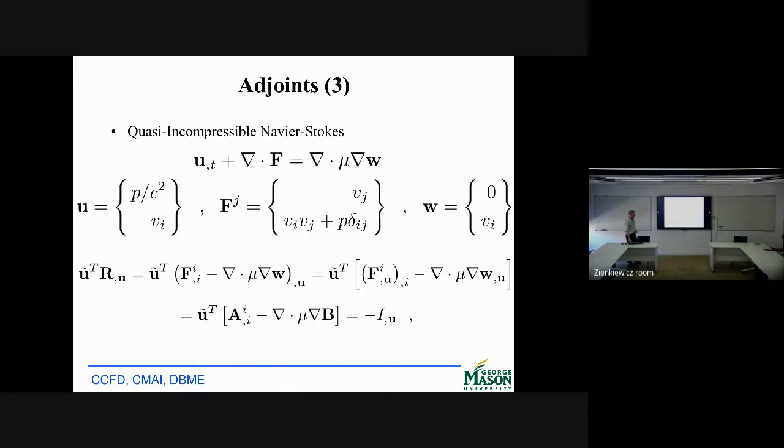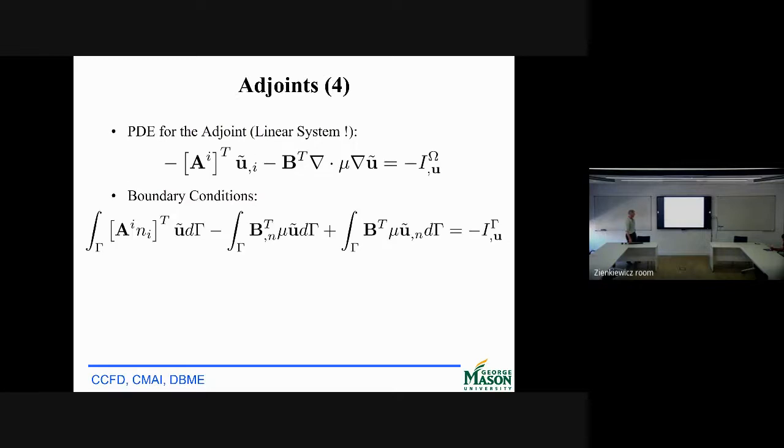Okay, so if you do this for Navier-Stokes, I've written it in this quasi-incompressible form because it makes the system hyperbolic. It's easier to handle, but it doesn't matter. You can take C to infinity and you get incompressible. And you end up with a PDE for the adjoint, which is a linear system. So you end up with these variables that you have to solve for, and these are the boundary conditions that you have.